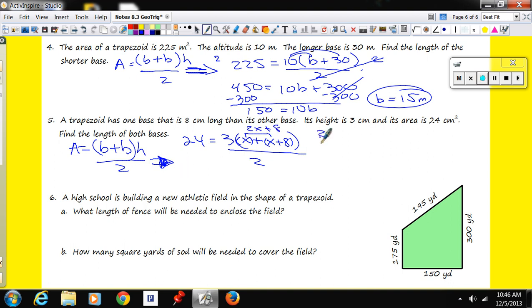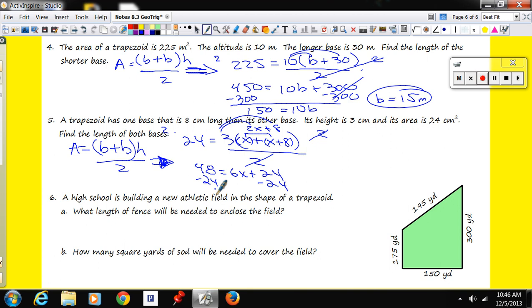But first thing, let's multiply both sides by 2 so we can get rid of that fraction. You get 48 equals, and let's distribute the 3 to the 2x plus 8. That's going to give you a 6x plus 24. And then subtract your 24, yeah.